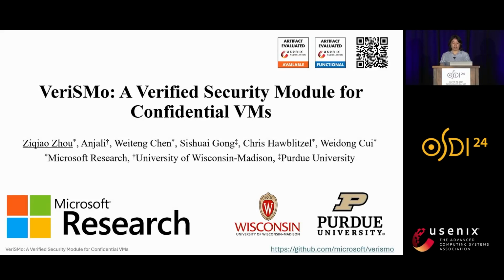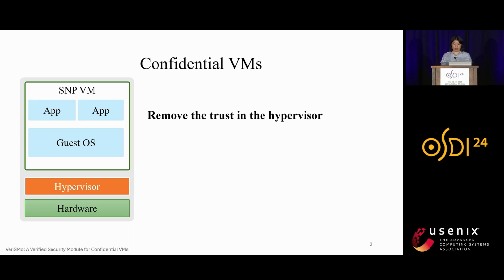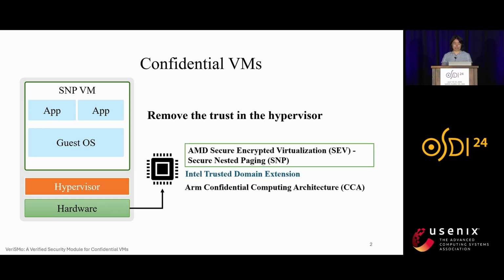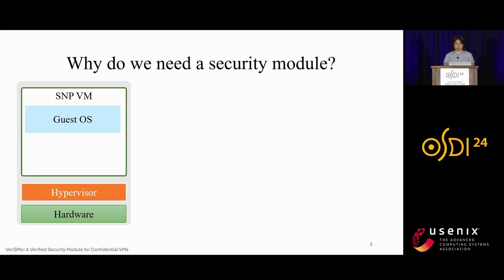Today, I'm presenting VeriSMo, a formally verified Rust-based security module for AMD confidential VMs. To protect sensitive data inside a VM and remove the trust from the hypervisor, hardware vendors have introduced new hardware features like AMD SEV-SNP, Intel TDX, and ARM CCA to protect VM security and prevent hypervisor attacks. And in our work, we utilize AMD SEV-SNP to build the confidential VMs.